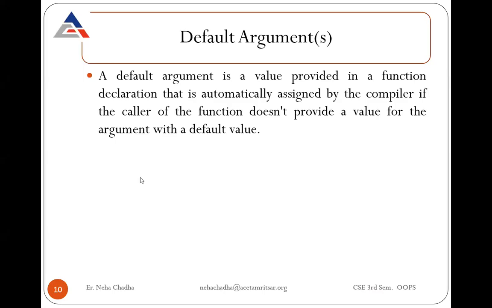Now coming to default arguments. A default argument is a value provided in a function declaration. Remember this, where we are providing it, provided in a function declaration, that is automatically assigned by the compiler if the caller of the function does not provide a value for the arguments with the default value. First thing is, where the default value is provided, it is provided with the function declaration. At what time will it get invoked? When you are not providing the same number of arguments during the function call.